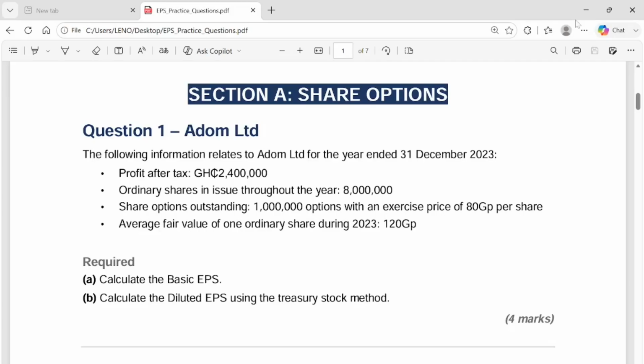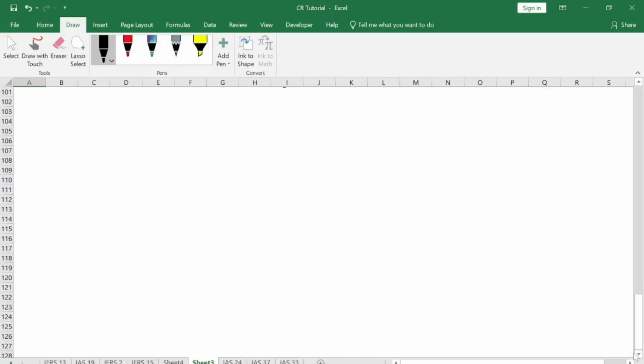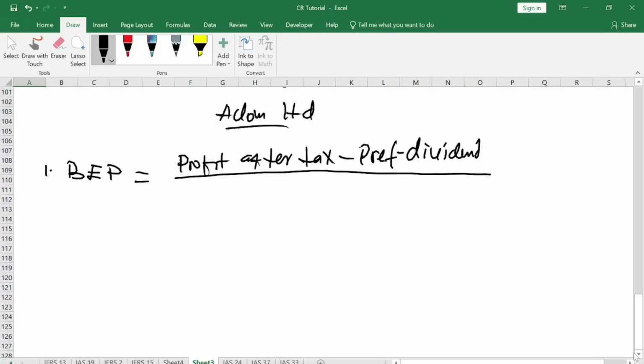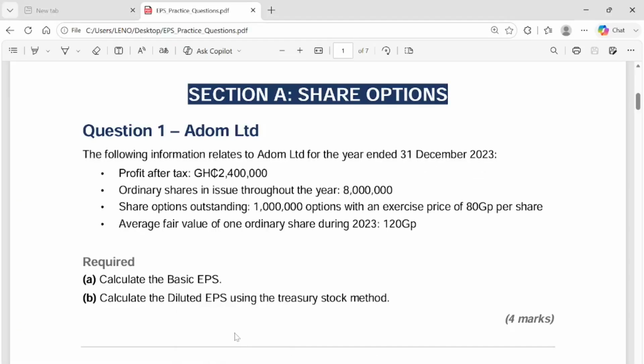Okay, let us look at how we can go about this question. The company name is Adam Limited. So first, calculate the basic earnings per share: profit after tax minus preference dividend, all divided by the weighted average number of shares.